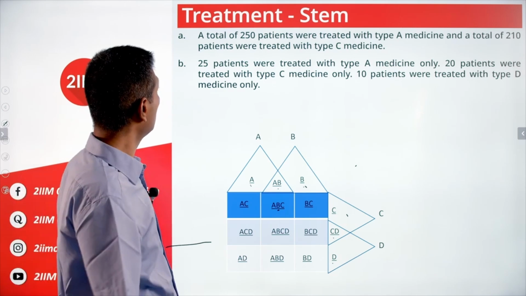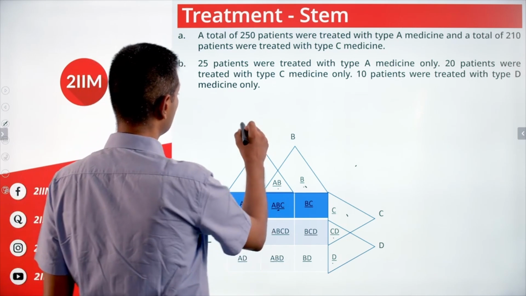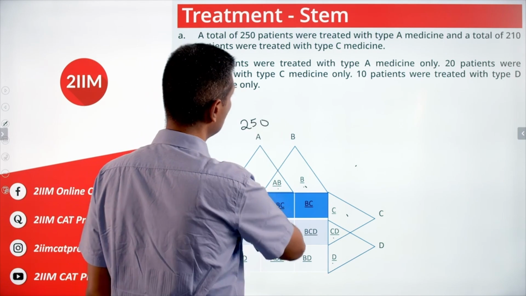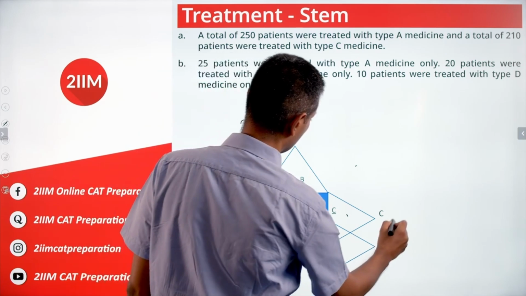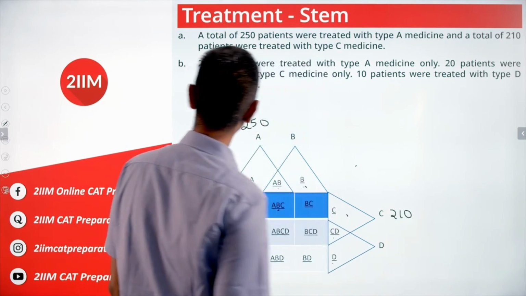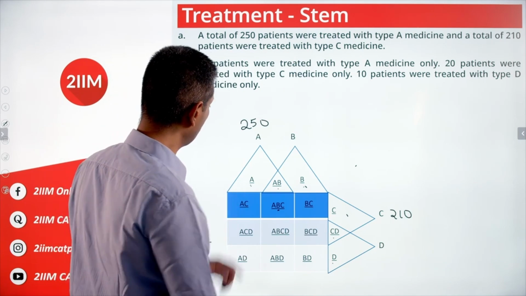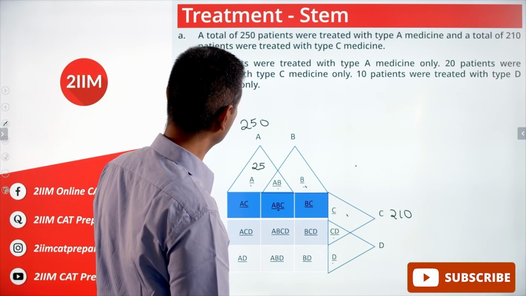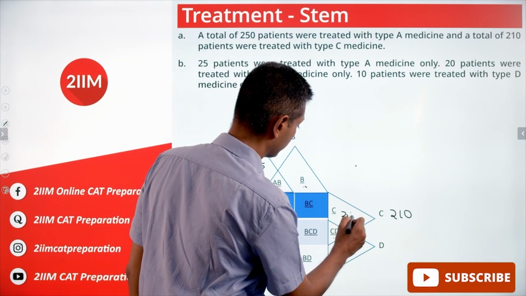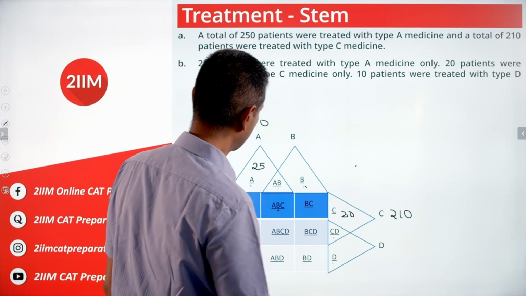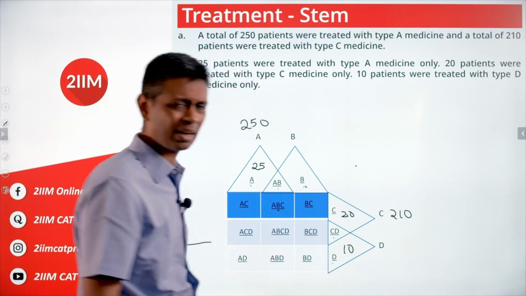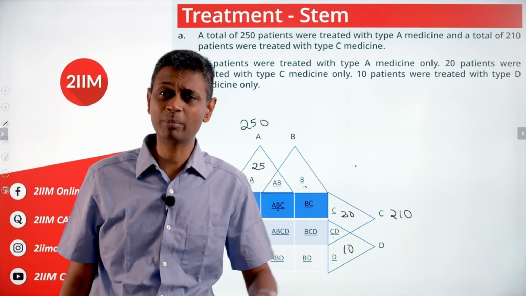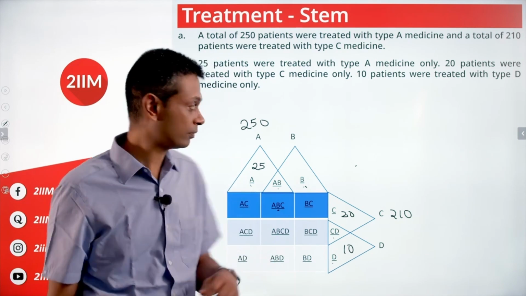A total of 250 were treated with type A medicine, so this should be 250. And 210 with type C, this is 210. Lovely. 25 were treated with type A only, so this is 25. 20 were treated with type C only, so this is 20. And 10 were treated with type D only, this is 10. I'm going to fill in whatever I can based on the data, then we'll figure out the rest.